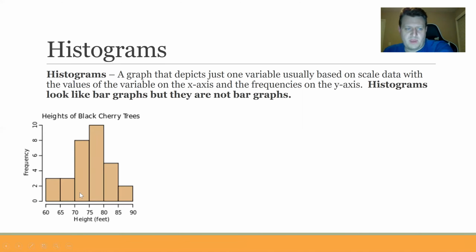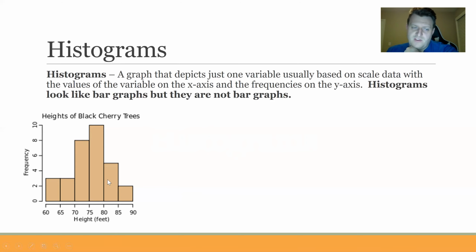Here's some examples. Here we have the heights of black cherry trees. We have our intervals on the x-axis, the height in feet that these trees will eventually grow to, and we have the raw frequency on the y-axis. For histogram frequency, this could be raw frequency or relative frequency on the y-axis. Typically, you won't see cumulative frequency. And then our scores, our dependent measure, our variable of interest, is going to be on the x-axis.